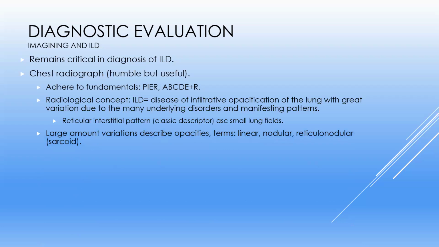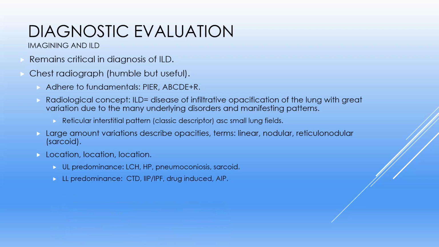We really talk about a reticular interstitial pattern as the classical descriptor. But again, there's a large amount of variation depending on the underlying disease, especially when we consider patients like sarcoid who have quite an extensive presentation. The important thing when we see fibrosis or involvement of the lung is, where's the location? In pulmonology, we like talking about upper lobe predominant disease, especially with your Langerhans cell, HP, sarcoid, and our pneumoconiosis, and lower lobe predominant disease, such as our connective tissue disease, our IIPs, our drug-induced, and our AIPs. And I'm sure you'll hear all the pulmonologists get very excited and talk about an apical basal gradient.